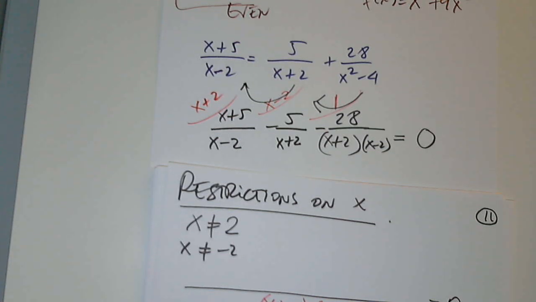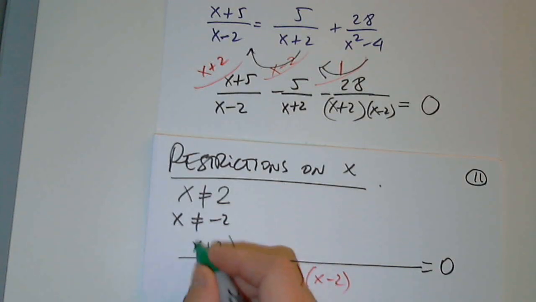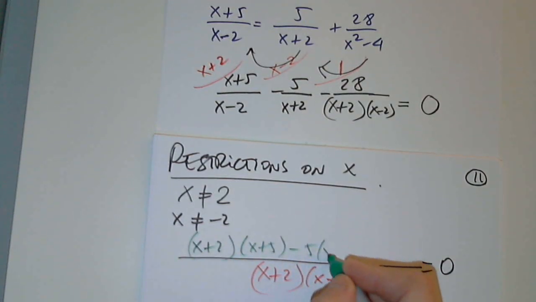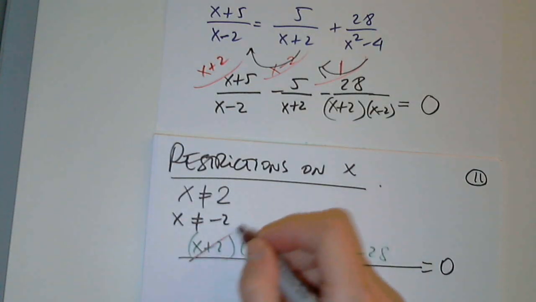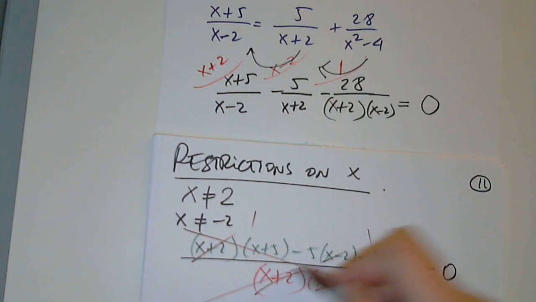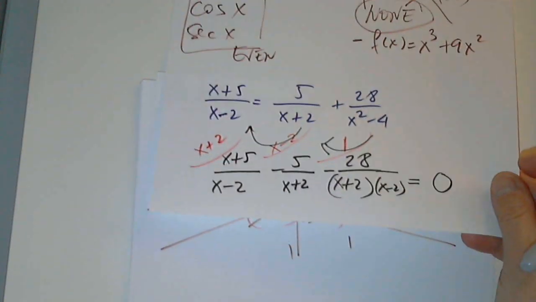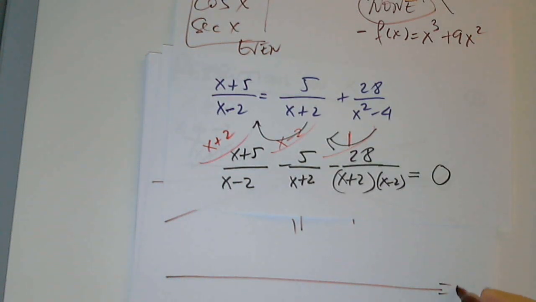Now you can ask, and I'm going to write it, but I'm going to cross it out. I'm not going to use it. You can say, why don't you write this? X plus 2 times x plus 5 minus 5 times x minus 2 minus 28. Here's why you can. I support that. I agree with it. I will not write it. I will erase it. Why? Because some of my students do this, and that's a terrible mistake. So therefore, I write the already multiplied form to avoid that possibility, that risk.